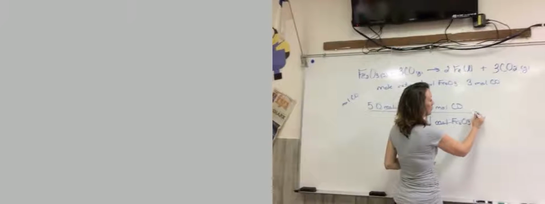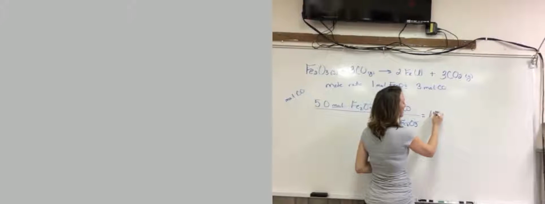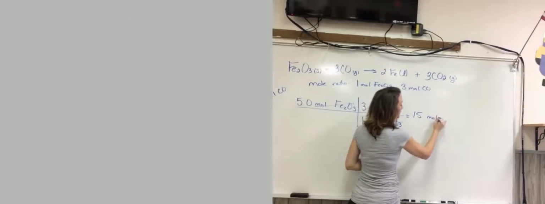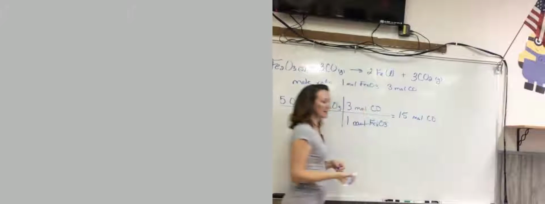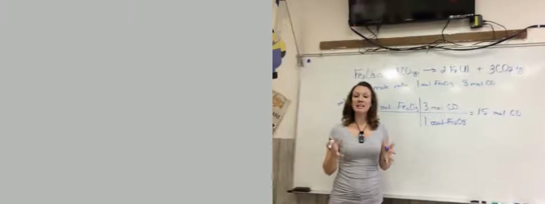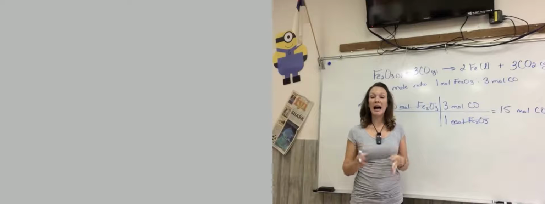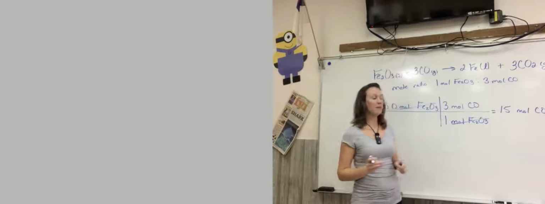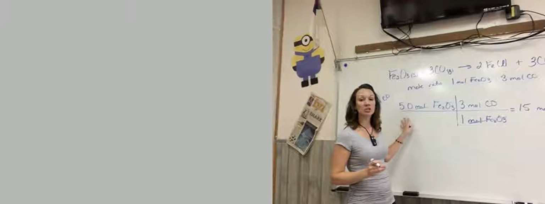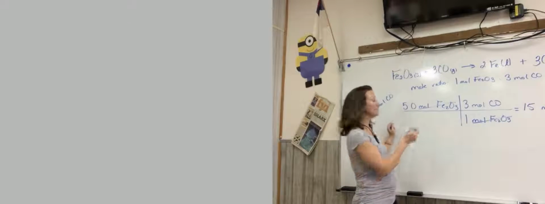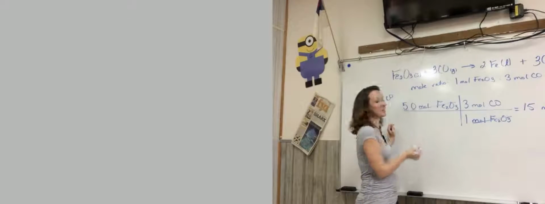When I go through and do this math, I'm going to end up getting 15 moles of carbon monoxide. Now remember, anytime you're doing any of this math, you have to use significant digits with your answer. Okay? So when you do that, you're going to look at your starting point. I had 5.0. I have 1, 2 significant digits.